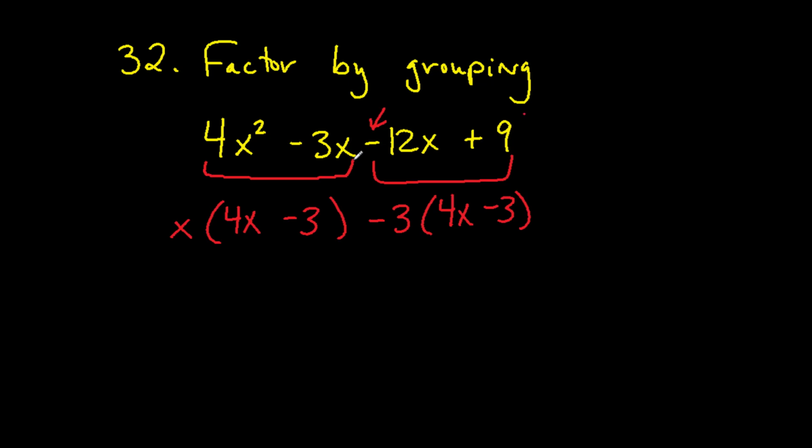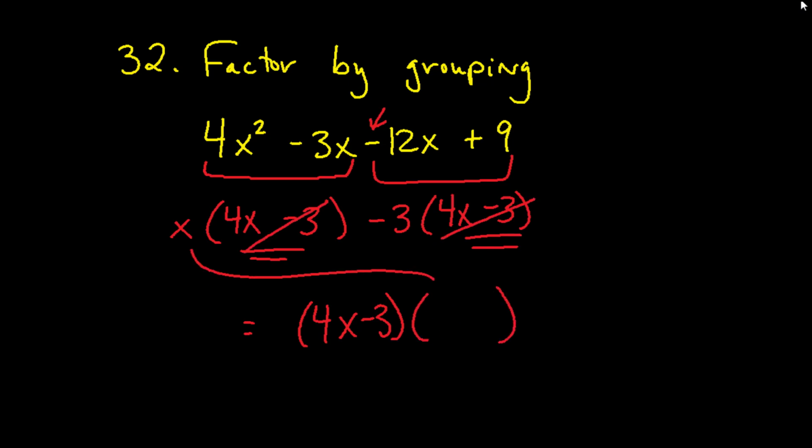Now, for something to be factorable by grouping, these binomials must match, which they do. So our final answer is 4x minus 3. We pull that out of both of these, and these last two factors drop down into a new set of parentheses. So this is the completely factored answer, and we did the problem by grouping.